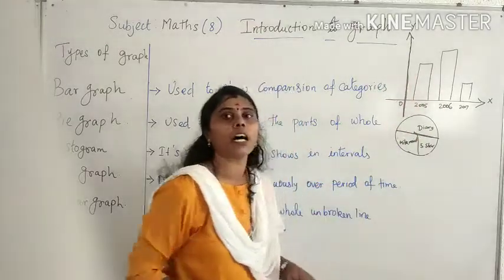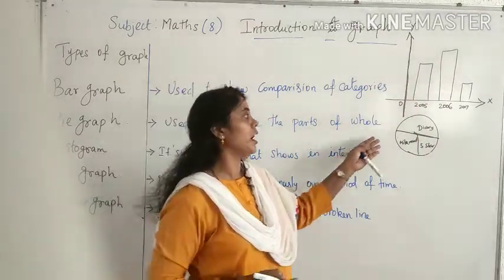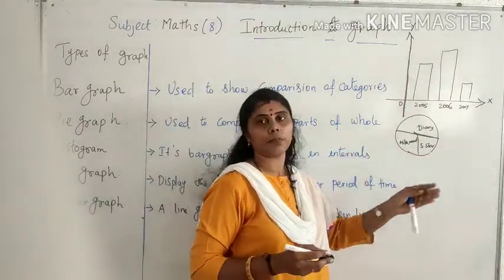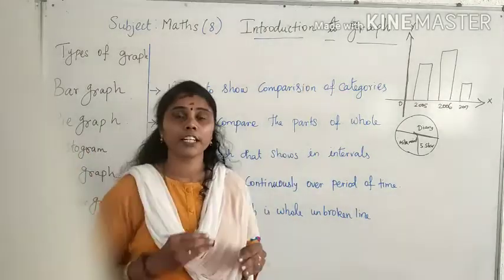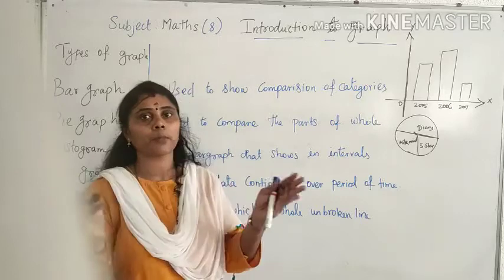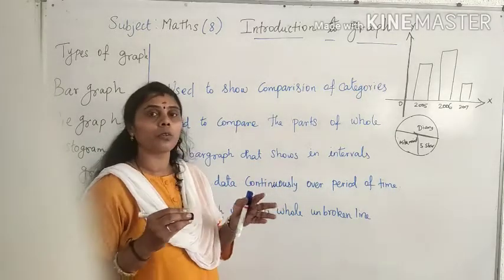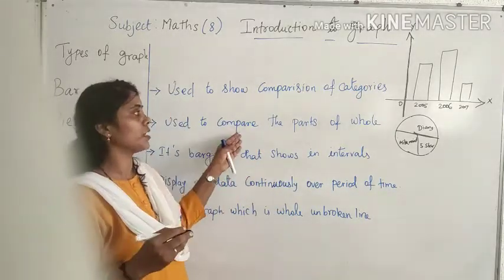More than half will like Dairy Milk, and half of them like Milk Maid, and half like 5-star. Like that, you can take the survey. The whole chocolate is the whole thing, and from that we are taking the parts. We are going company-wise. Then we can use the pie graph.